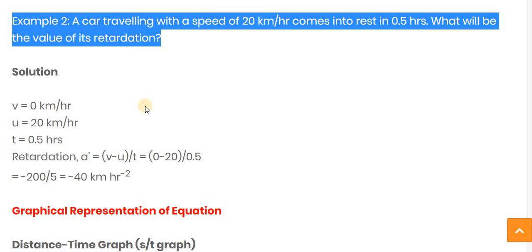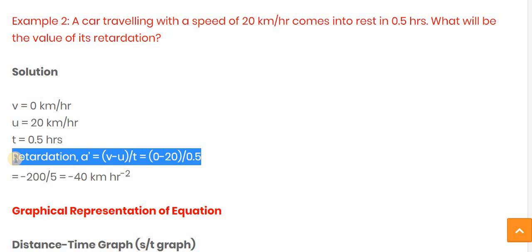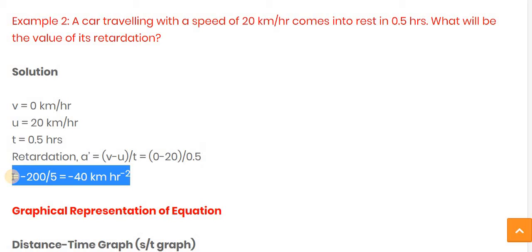So the formula of retardation, a dash, is equal to v minus u divided by t. Here we have v as 0 and u equal to 20, and the time taken is 0.5 hours. So minus 20 divided by 0.5 is equal to minus 40 km per hour squared. This minus sign denotes that retardation has occurred.